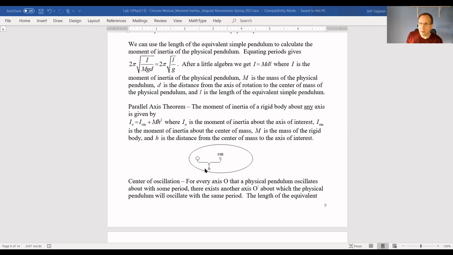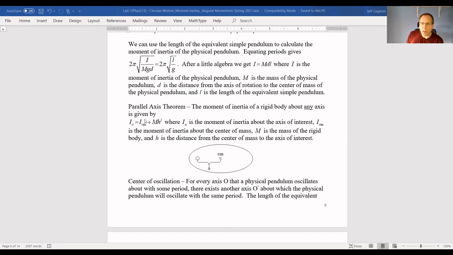By the way, h is really equivalent to what d was in the previous examples, but we're just calling it h now. So how do I calculate that new moment of inertia about this new point? Well, I want I₀, the moment of inertia about this new point. The sub-zero means about this new point.